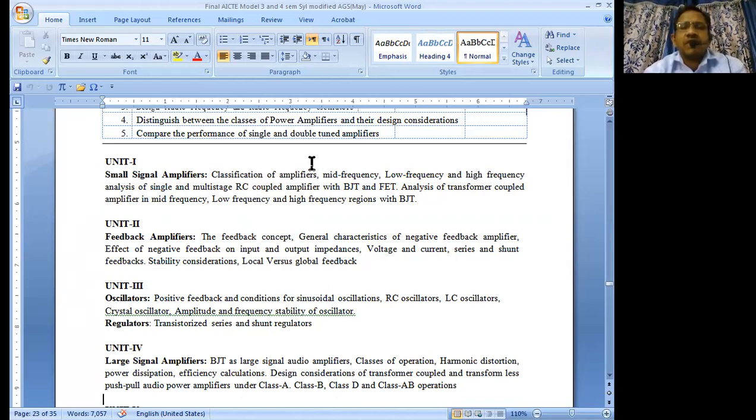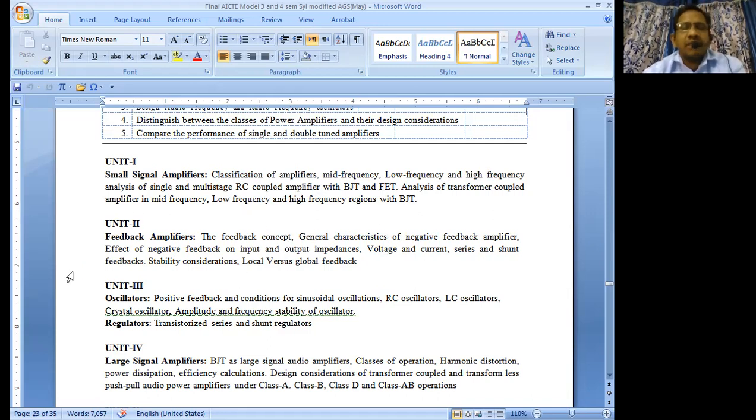The amplifiers are classified based on the type of feedback connection, the type of application that you are going to use, large signal amplifier, small signal amplifier, and based on the frequency range that you are going to use. All these are various classifications of amplifiers which we are going to discuss in detail. Next is analysis of the amplifiers in the mid band, low band, and high band frequencies, and multi-stage amplifiers, which are considered using BJT and FET amplifiers, and analysis of transformer coupled amplifiers in mid frequencies, and then later on low frequency and high frequency regions with BJT amplifier analysis.